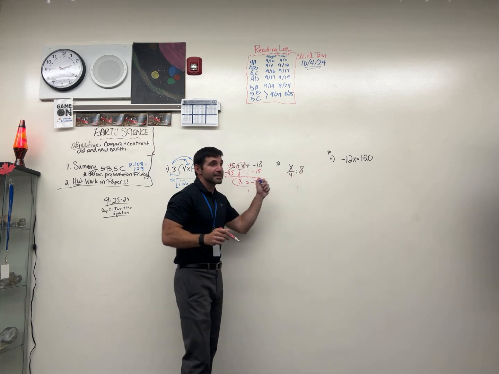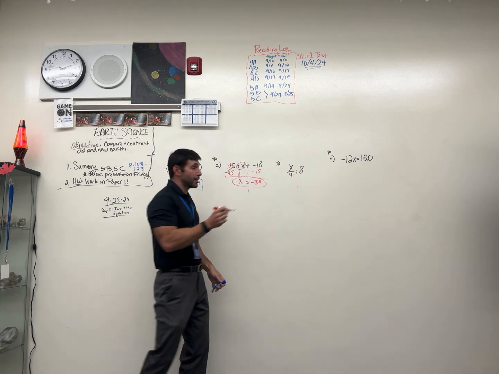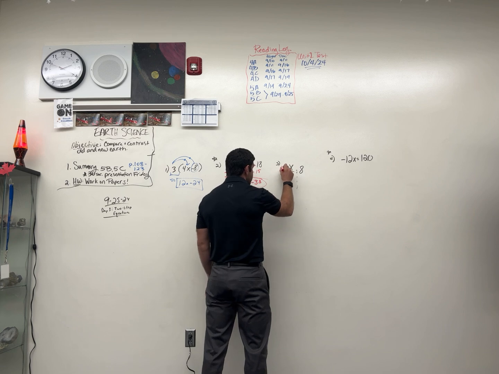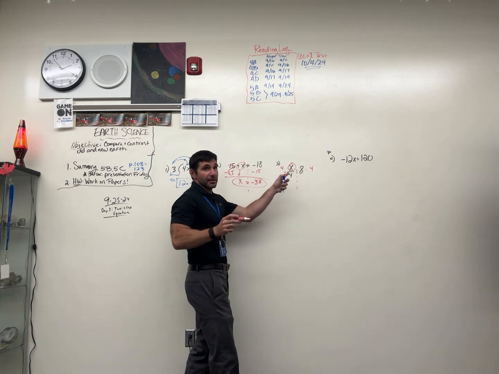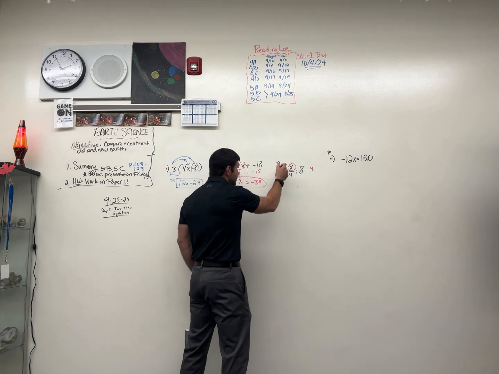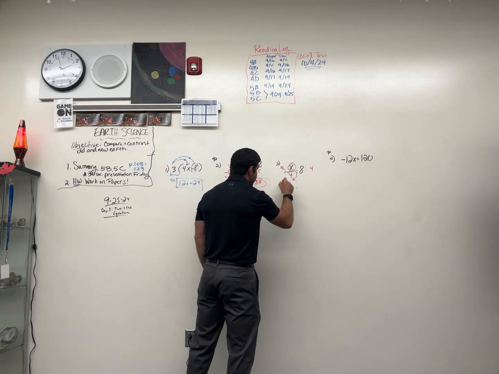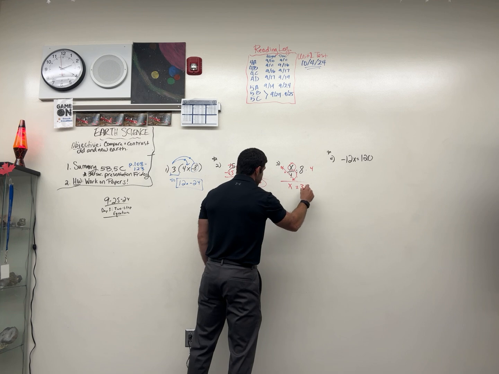Balance point. X divided by 4. It's a division problem. Therefore, we need to multiply both sides by 4. Why? Because we're trying to get the x by itself. I'm not multiplying both sides by 8. So that leaves me with 1x equals 32.